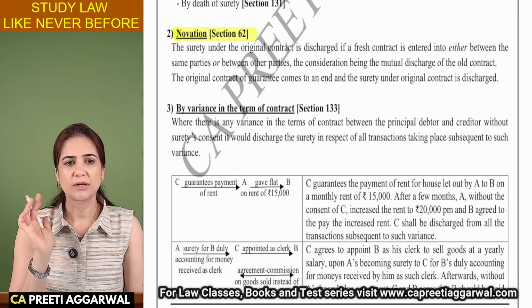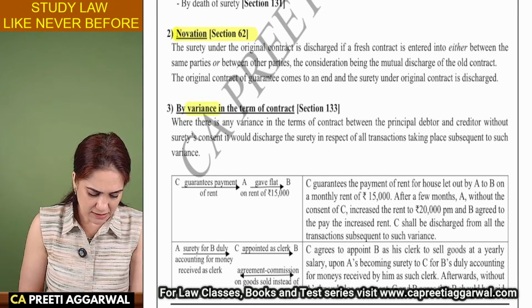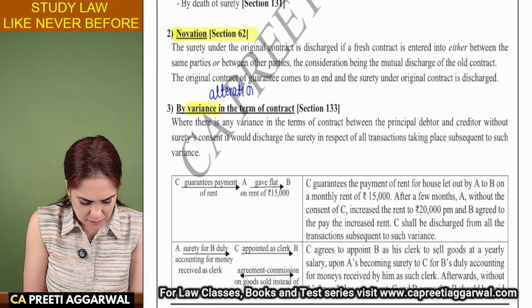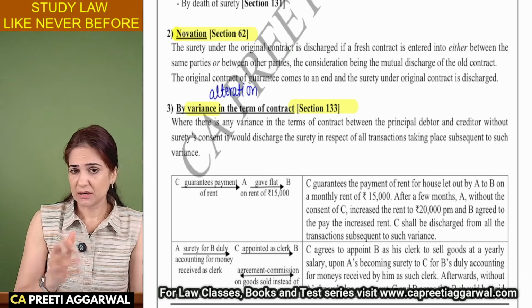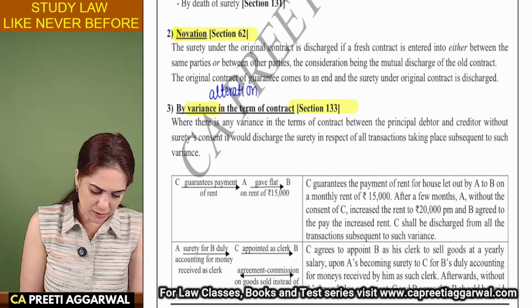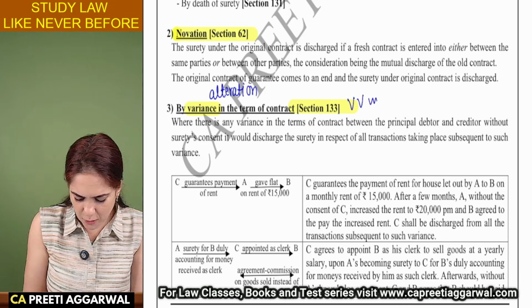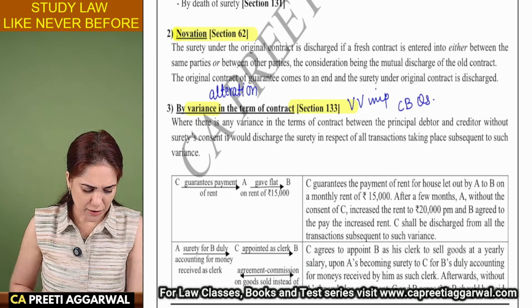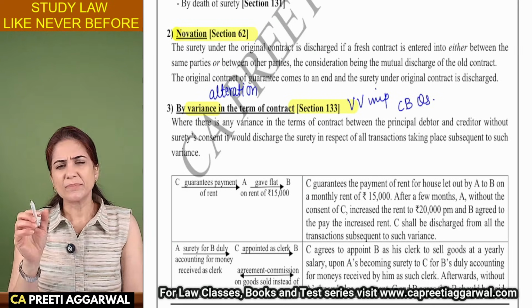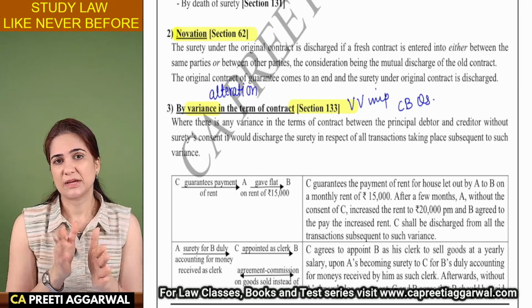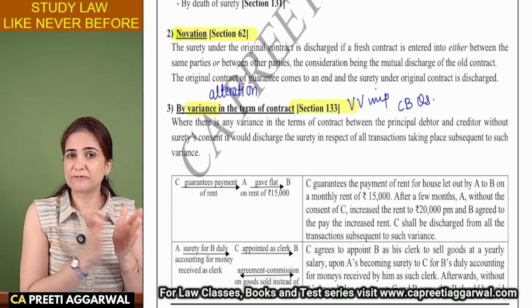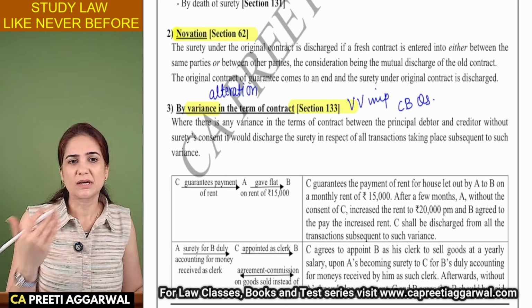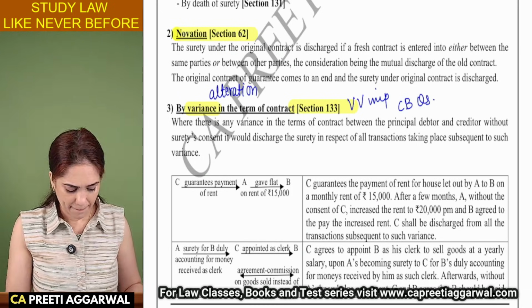Surety is discharged. By variation, this is nothing but alteration. You are altering the terms without my consent. I am discharged. Section 133, very, very important for case-based question. You are changing the terms. But ma'am, is he liable for the transactions which were incurred before variation? Yes. But he will not be liable for transactions subsequent to the variation.